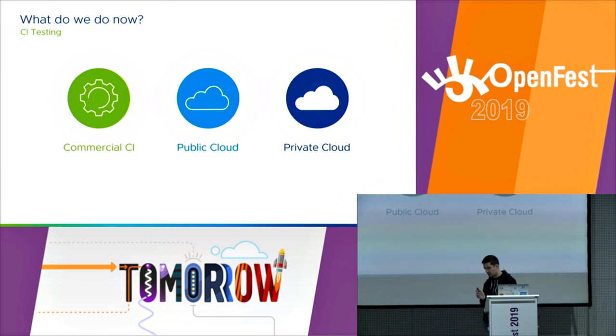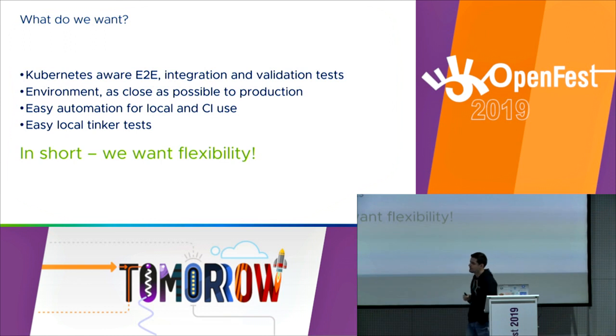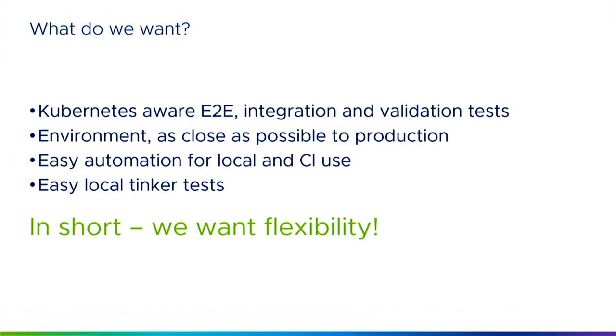So what do we want in the end? We want Kubernetes-aware tests for our application. We want these tests to be as close as possible to production. We want to be able to automate these tests, so we can reuse them in both CI and locally as much as possible, so we don't want a developer to push their code into the code repository and wait for the full CI process just to get some silly test failure.